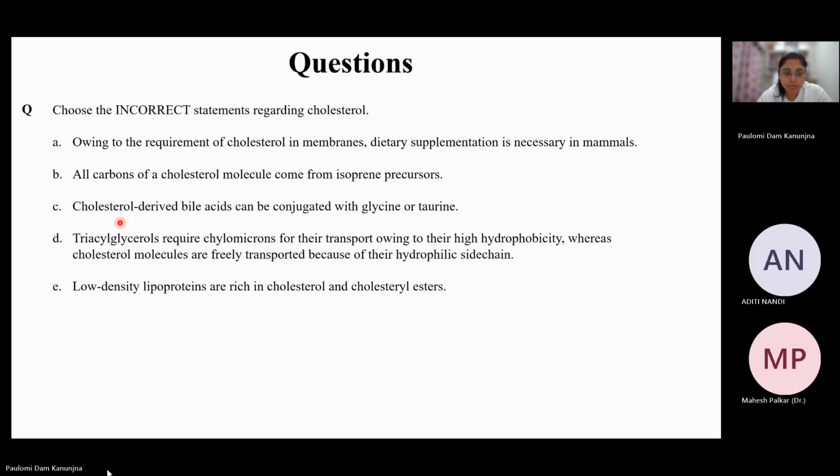Option E. Low density lipoproteins are rich in cholesterol. Okay. So that's incorrect, is what you're saying. So the question says incorrect. So when you're answering, be mindful whether you're looking at the correct statements or the incorrect statements. The answers here. Okay, I'll wait. And the D also, madam. Okay.